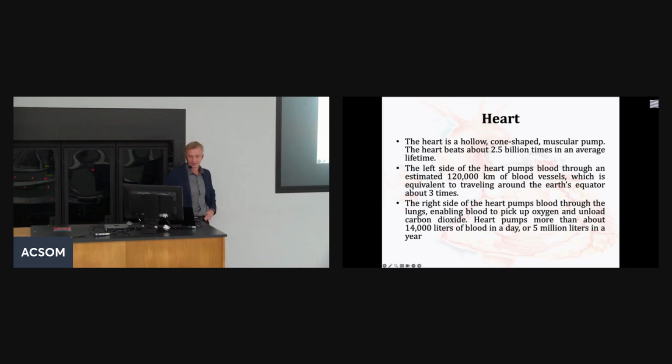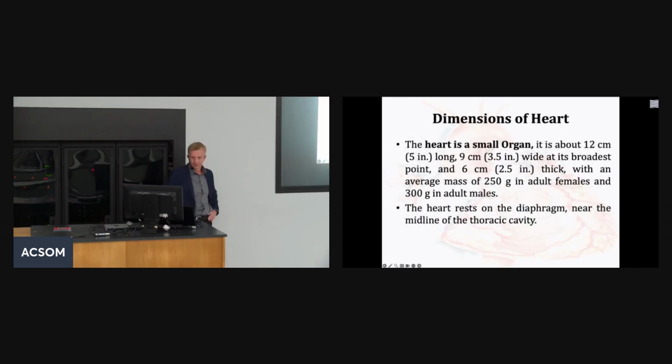The left side pumps blood to the body, and the right side pumps blood through the lungs to get new oxygen at the oxygen exchange in the alveoli, and unload the carbon dioxide. The heart is located in the anterior mediastinum, which is the space between the lungs, and it rests on the diaphragm. So the lower portion of the heart sits on the diaphragmatic surface.